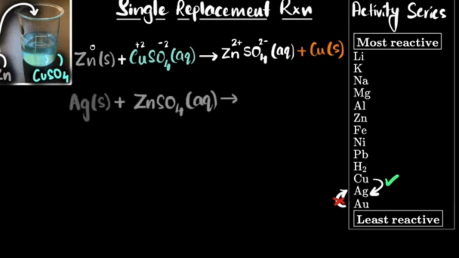All right, here's the second example. Suppose we were to take some elemental silver and put it in zinc sulfate solution. What will happen?